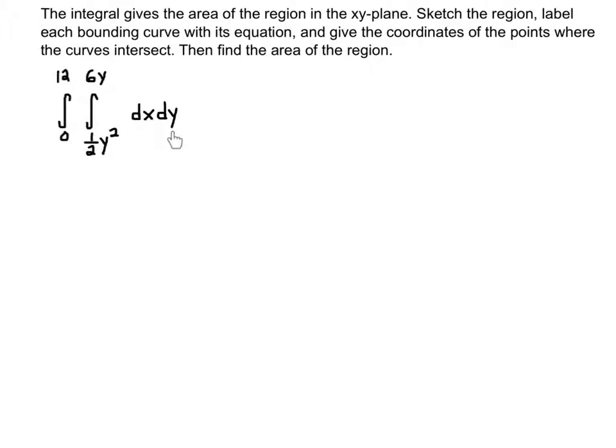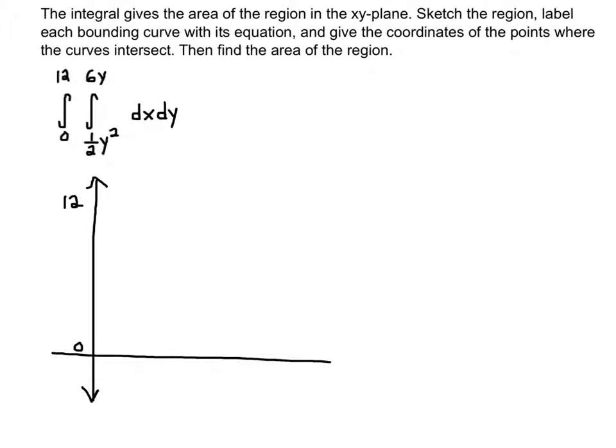So since our outer variable of integration is y and it goes from 0 to 12, we know that if we draw our y-axis, it's a little squiggly there, our y-axis is going to go from 0 to 12. Here's the x-axis. So y goes from 0 to 12 units. Okay, so that 0 to 12 is for the 0 to 12 here in the y direction. Now we want to look at the values of what x will equal. x is going to go from 1/2 y squared to 6y.